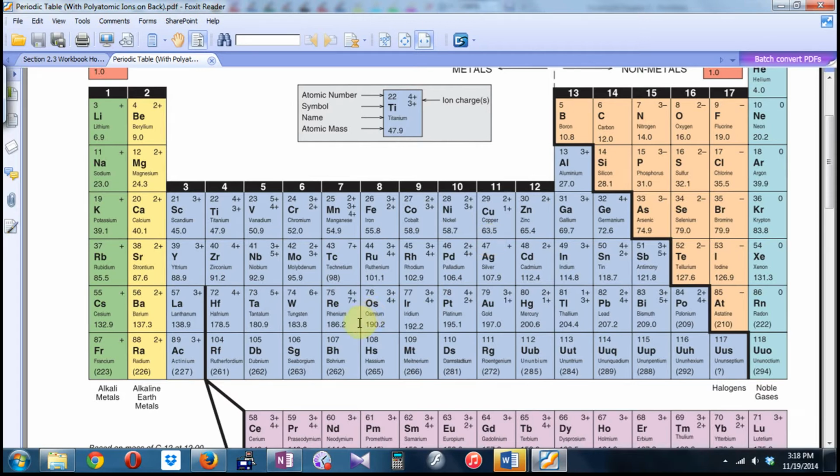Osmium. What's its mass, Kiana? I can't see it. 190. How many protons? Too slow. How many protons? Just read. 76. Yes. How many neutrons? Do the math. It's going to be 190 take away 76. Okay? How many electrons? Too slow. 76. Yes, yes, yes. Okay?